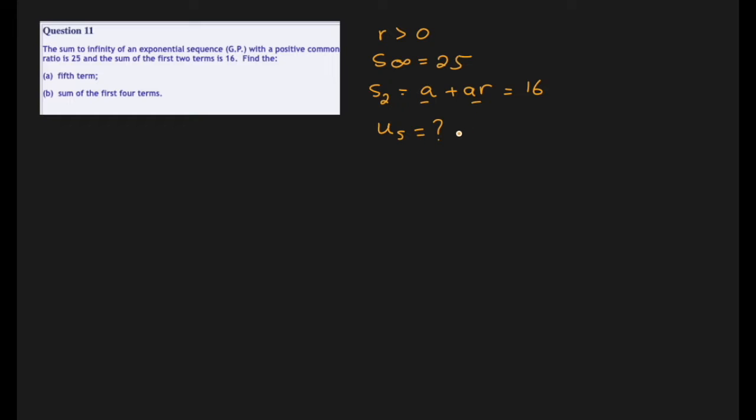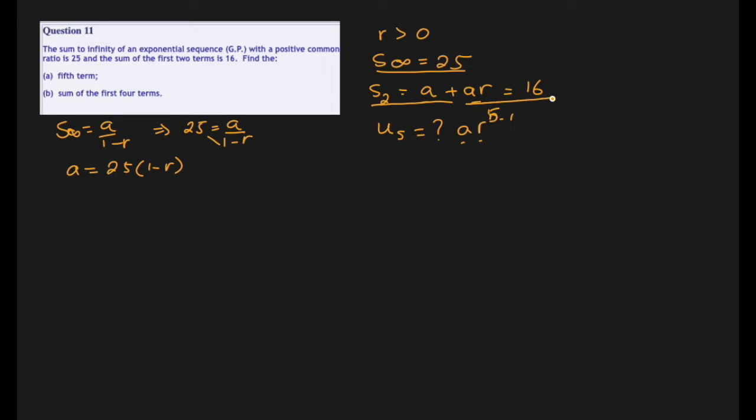Okay. So for the fifth term, it will be a, the first term, r to the power n minus 1, so 5 minus 1. That means if we know a and r from the given parts, we'll get it. So let's use this one first. Sum to infinity is equal to a over 1 minus r. That means 25 will be equal to a over 1 minus r. So this gives us a, if I cross multiply, equal to 25 times 1 minus r.